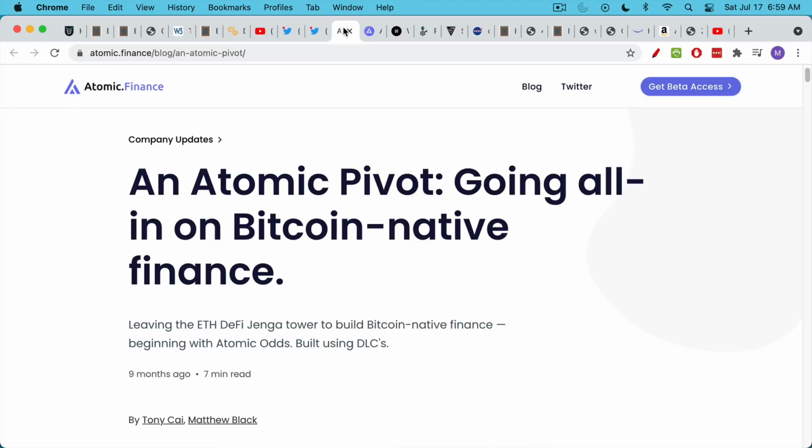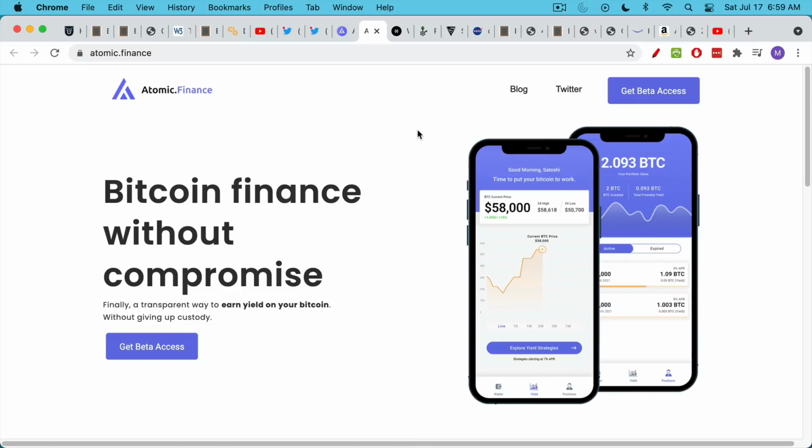We've talked before about Atomic Finance, how they pivoted from what they call the Ethereum DeFi Jenga Tower to build on a much more solid foundation of Bitcoin using DLCs, which we still need to talk about. They now have a product that you can get beta access to where you can earn yield on your Bitcoin and still maintain your custody of the Bitcoin. Now, I believe this is a covered call product. I wouldn't be that interested in that because you're capping your upside in exchange for collecting some premium that manifests itself as yield.